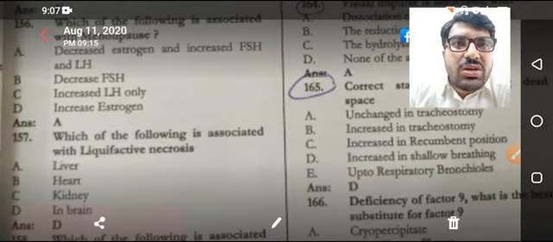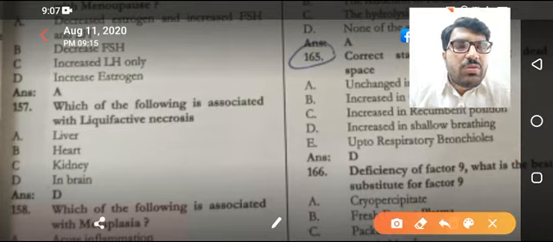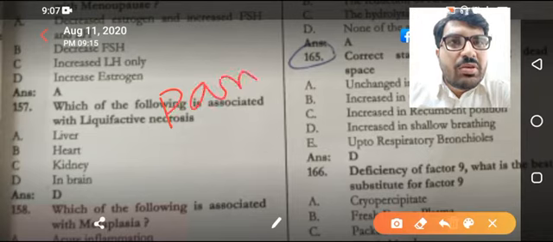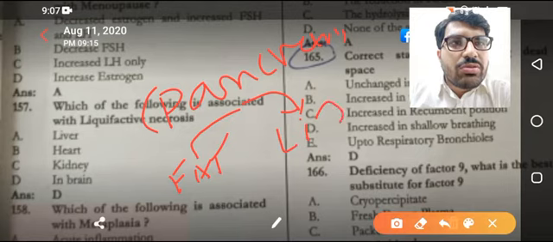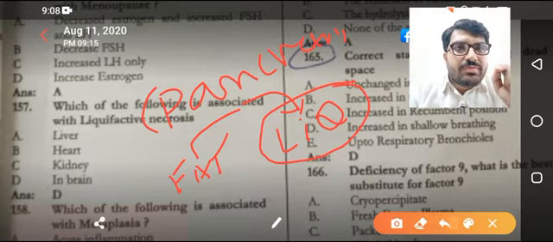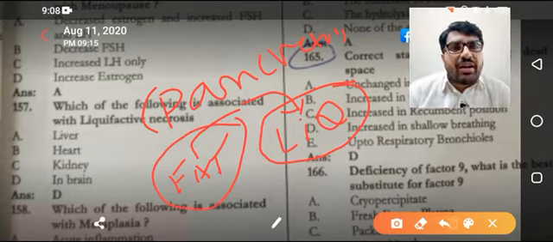Coming next. Which of the following is associated with defective necrosis? The answer is brain. Now, for pancreatitis, there is confusion. There can be fat necrosis, there can be liquefactive necrosis. If the question asks about parenchymal involvement, then the answer is liquefactive necrosis. But if the question says saponification of fats, then the answer is fat necrosis.